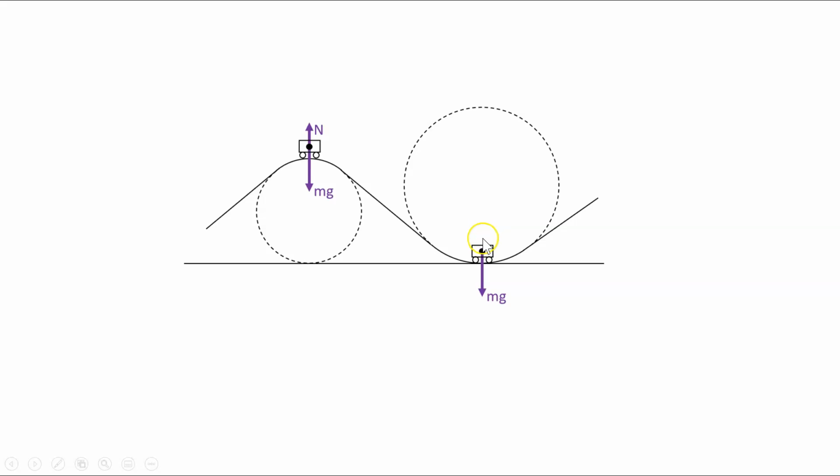Over here, the net force has to be toward the center, and the center of the circle is now above the car, not below. So the normal force has to be longer in this case. And look at what that does.